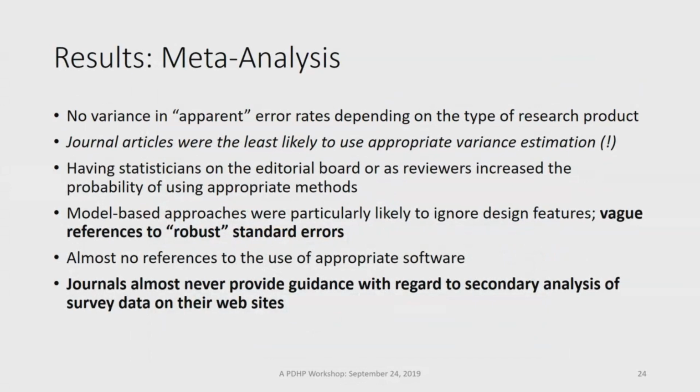And we also found that journals almost never provide guidance with regard to secondary analysis of survey data, guidelines where, if you're going to try to submit an article that's presenting secondary analyses, at a minimum, you have to demonstrate via your code or something else that you've accounted for these design features if you're taking a design-based approach. So we're on kind of a little grassroots thing right now to try to get that going in some more quantitative journals.